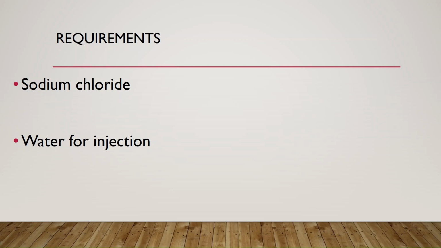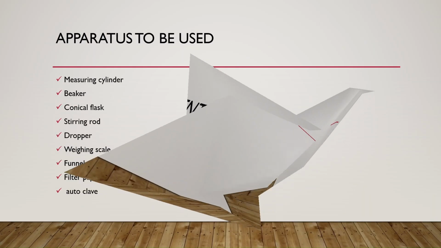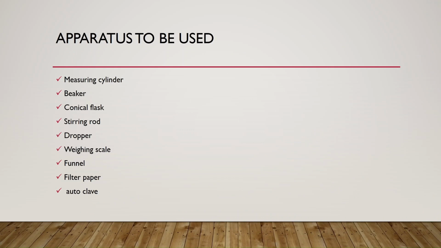So after asking the question, there is need for us to know what requirements do we need for that specific preparation. We need sodium chloride, and then we also need water for injection, or we can use sterile water, distilled water, freshly boiled water. We can use that as well. And then we also need to know what apparatus do we need to use. We need a measuring cylinder, we need beakers, we need conical flasks, we shall also need sterile rods, we shall need droppers, we need a weighing scale, we need funnel, we need filter paper, and then we shall need autoclave.